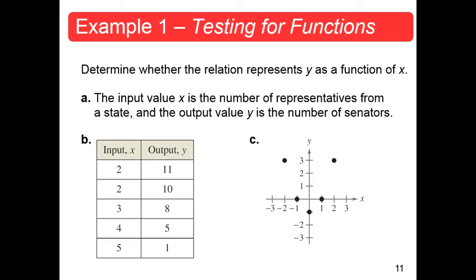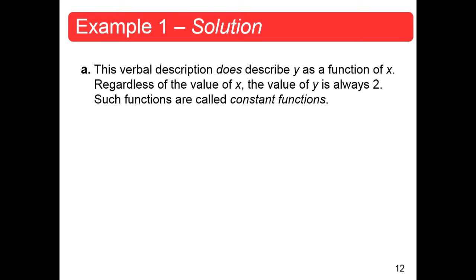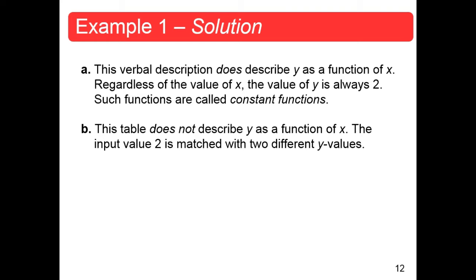That is a function. And, jumping ahead, every vertical line crosses at most 1 time. None of the vertical lines cross twice. The function doesn't cross the line twice. All right, so here are their solutions. The first description does describe y as a function of x. Regardless of the value for x, whether it be 1, 8, or 23, the y value is always 2. Such functions are called constant functions because they never vary.